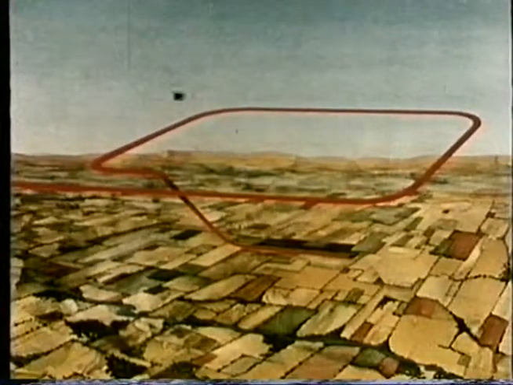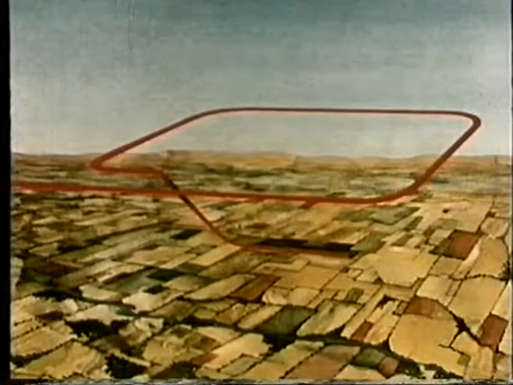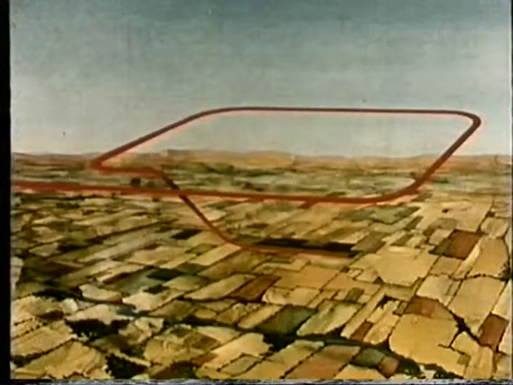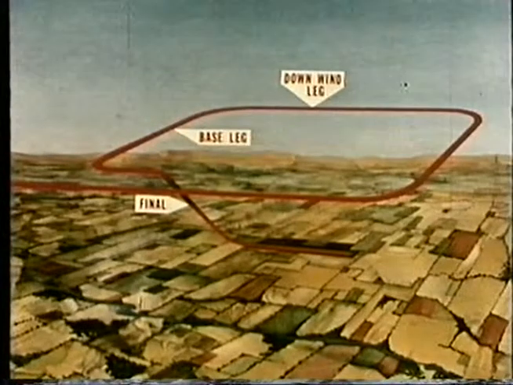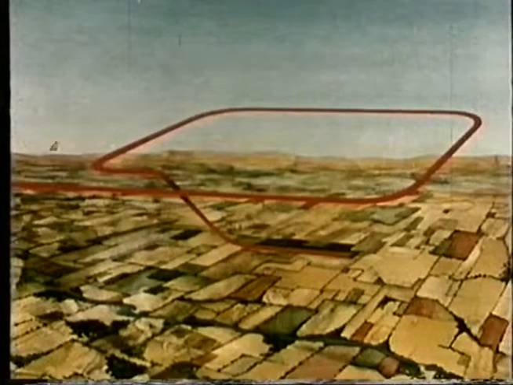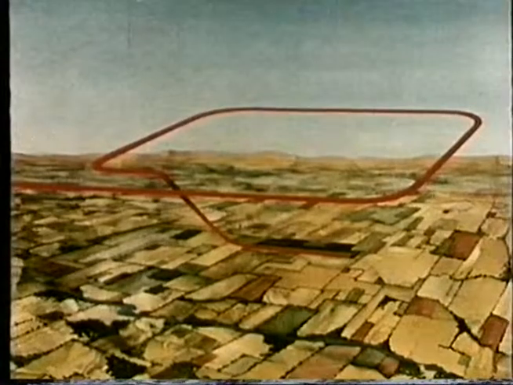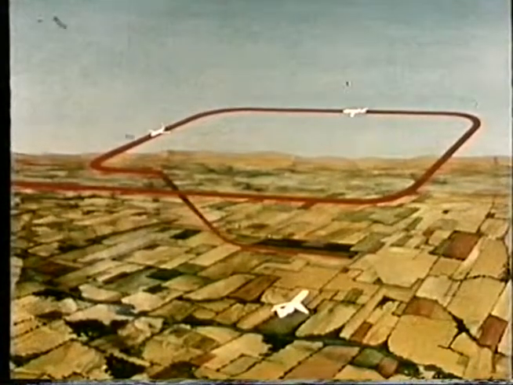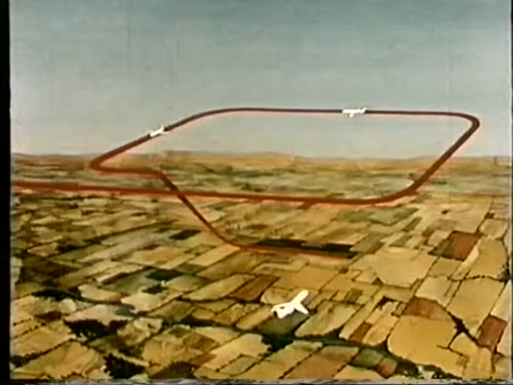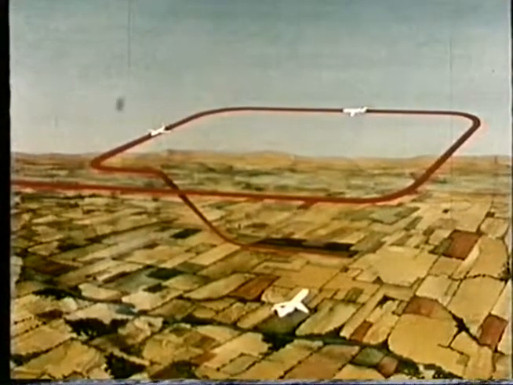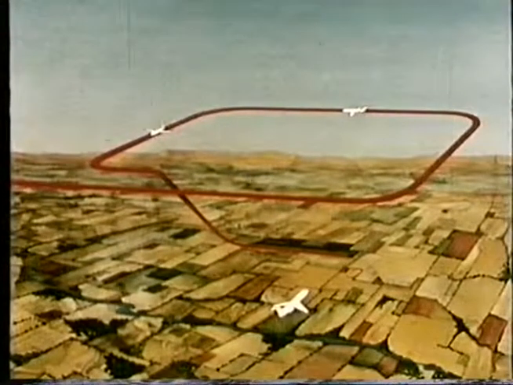Secondly, in the traffic circuit, an aircraft may be cleared to enter the traffic circuit at a specific point, such as downwind leg, or base leg, or on final. An aircraft may also be cleared to enter the traffic circuit at a specific altitude or be instructed to follow a specific aircraft.